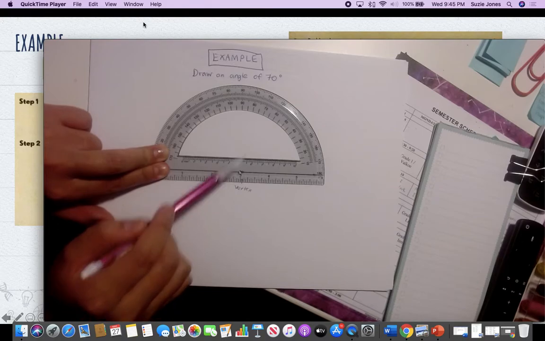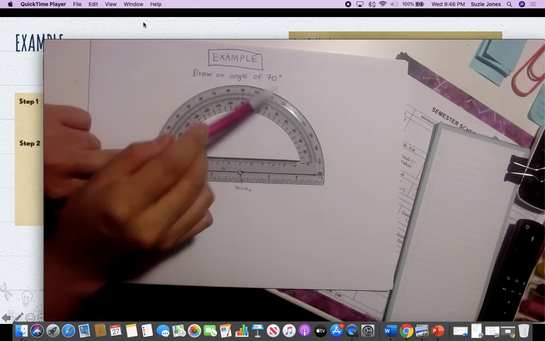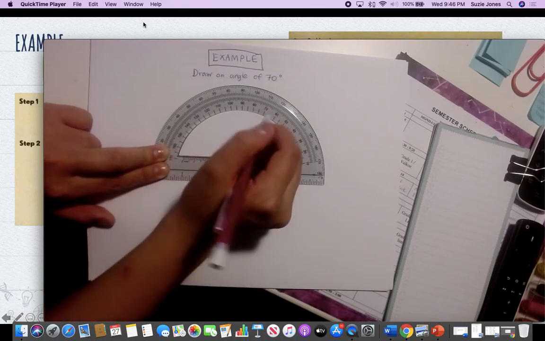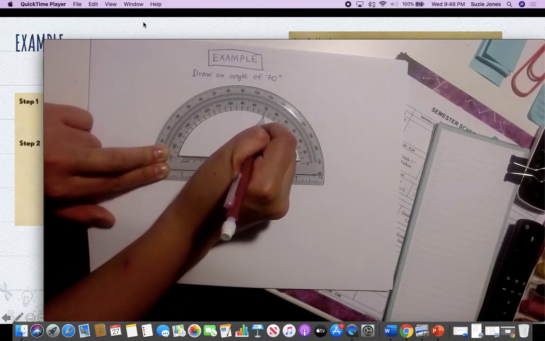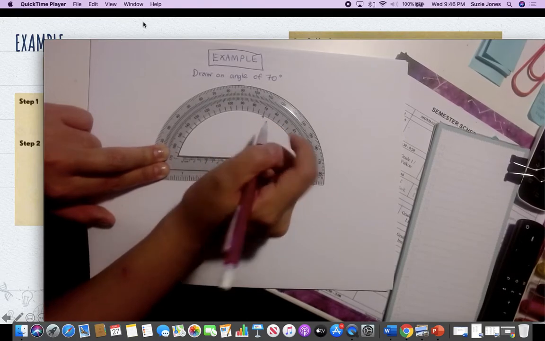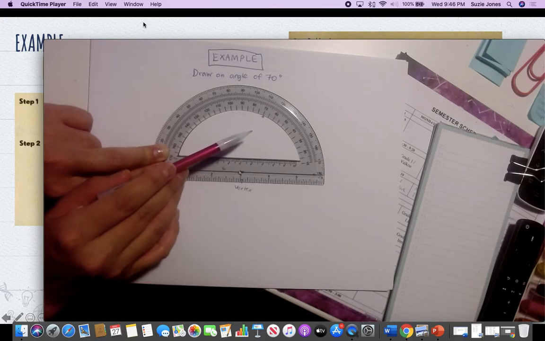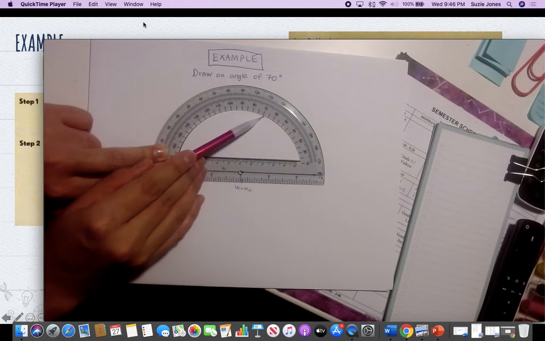So what do I need to do? I need to draw an angle of 70 degrees. So I'm going to find 70 degrees on my inner scale, which is, oh, it's right here. Okay, so I'm going to draw a dot or a point. And you don't want to just draw a really tiny dot. It's very hard to see. I would recommend drawing it not crazy big, but somewhat visible, okay?